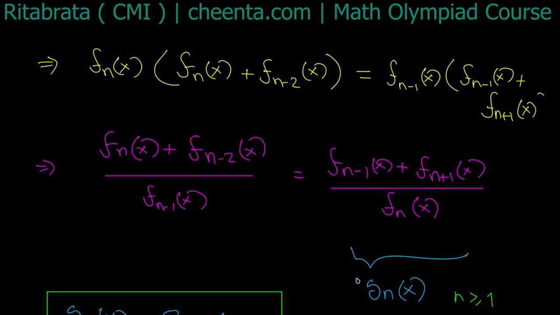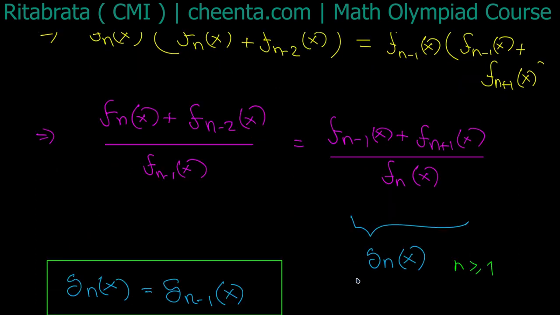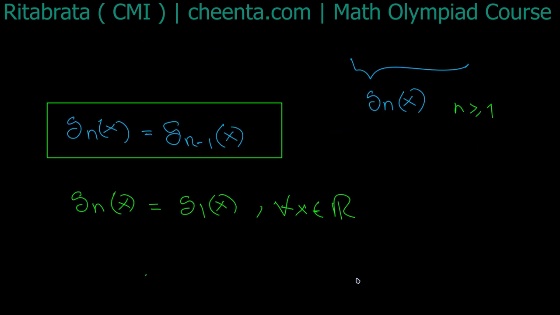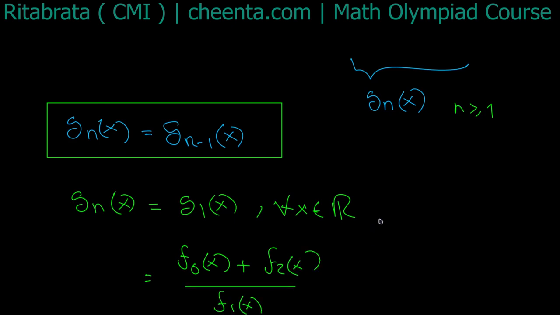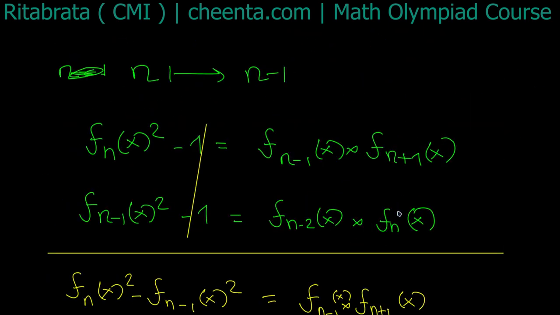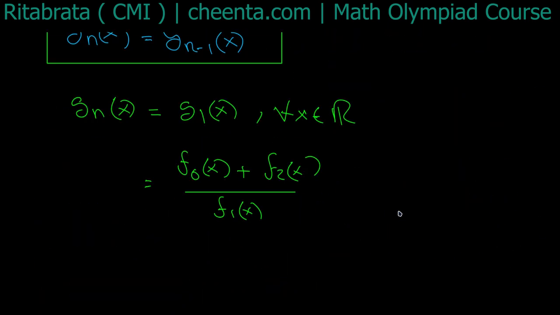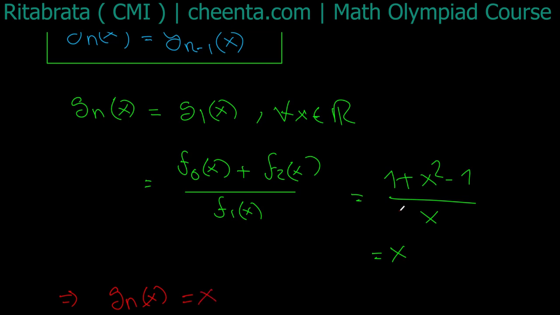Now what is g_n(x)? g_n(x) is just f_0(x) plus f_2(x) by f_1(x). f_2(x) is my x squared minus 1, and f_0(x) is 1. So 1 plus (x squared minus 1) by x, that is just x. So I get that g_n(x) is x for all x in R. So g_n is just the identity polynomial for all n.